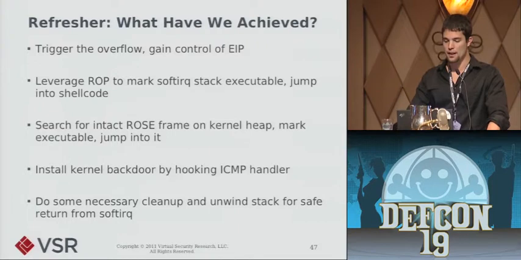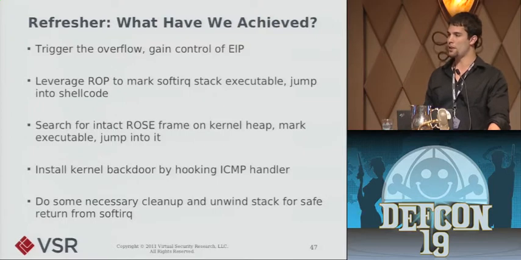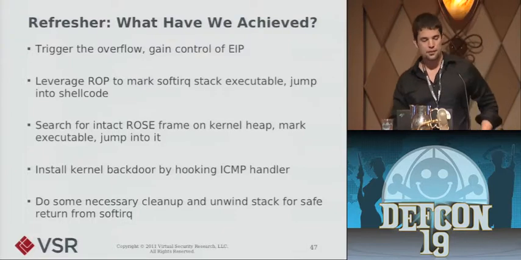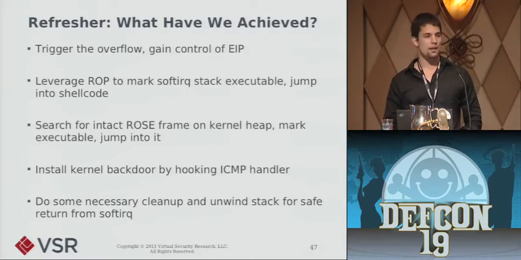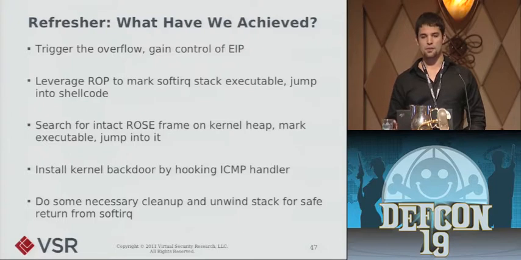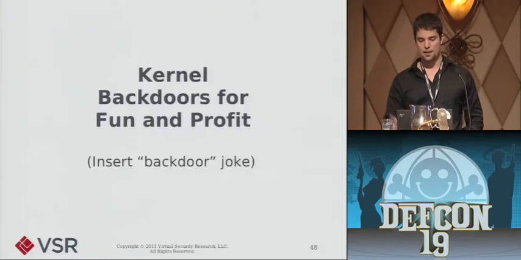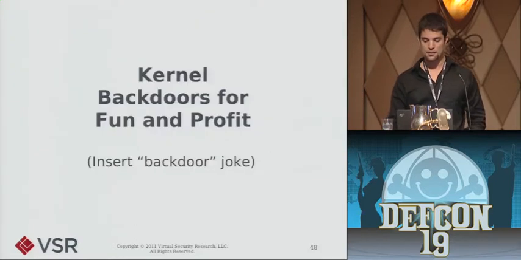So what we've done so far: we trigger our overflow, gain control of the instruction pointer, and then we leverage return-oriented programming to mark the soft-IRQ stack, where the overflow took place, executable, and then jump into a shellcode stub on the soft-IRQ stack. Next, because we have this space limitation, we find the entire ROSE frame on the kernel heap, mark it executable, and jump into it. Next, we install our kernel backdoor by hooking the ICMP handler, and then we do some cleanup that we need to do to keep the kernel running. Next, we're going to talk about the backdoor.